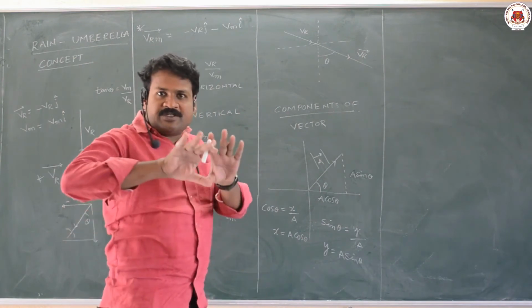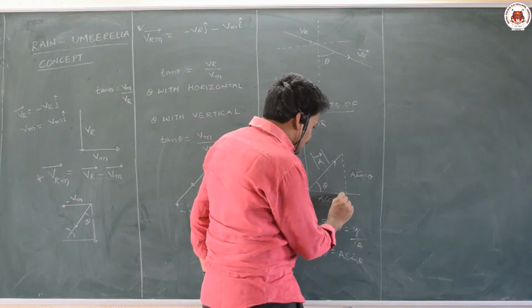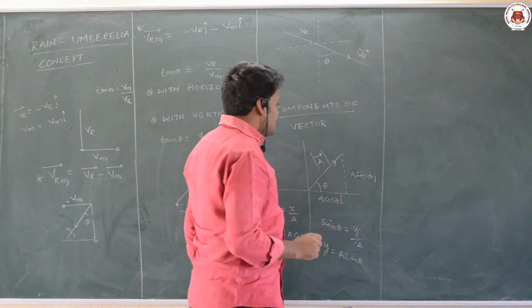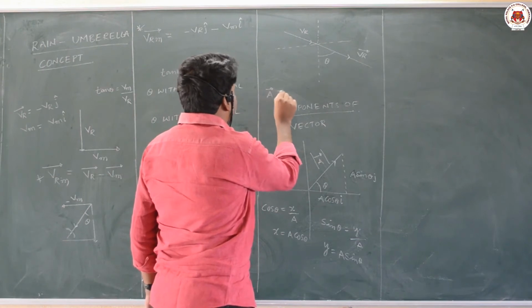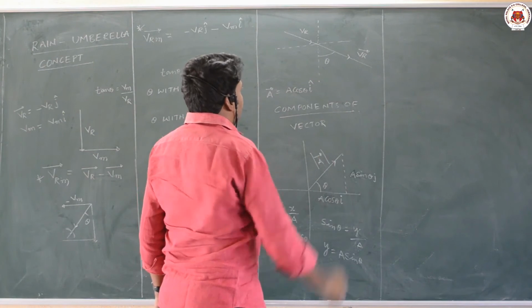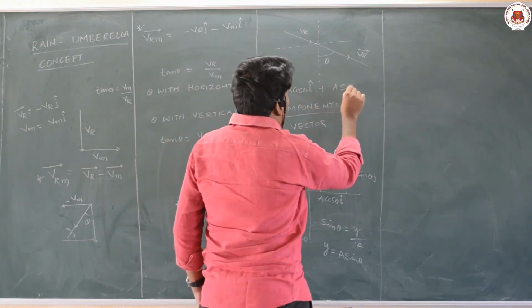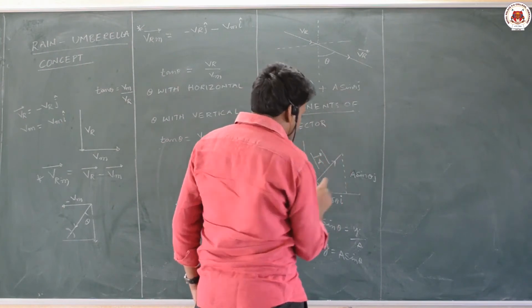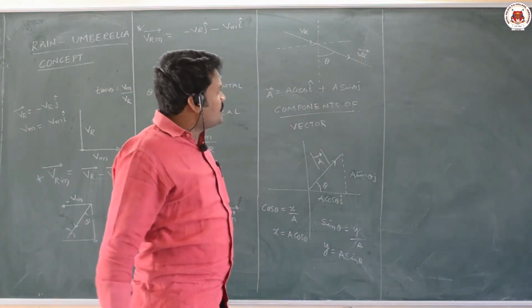If it is present in 3 dimensions, this is i, this is j. That means a bar can be written as a cos theta i cap plus a sin theta j cap. Wherever theta is there, there you will get the cos component. Wherever theta is not there, there you will get the sin component.